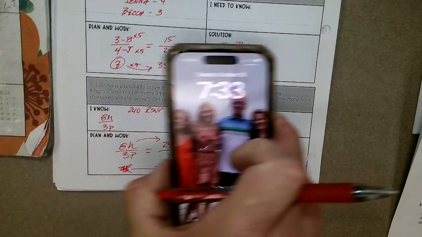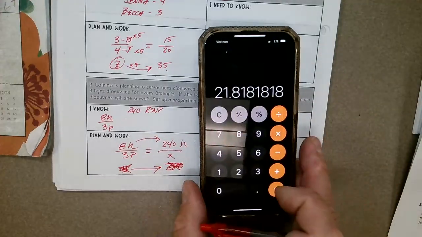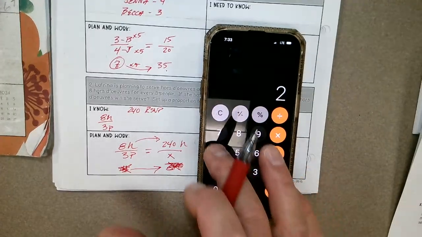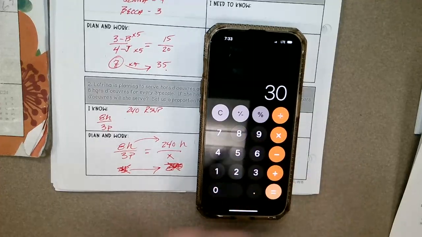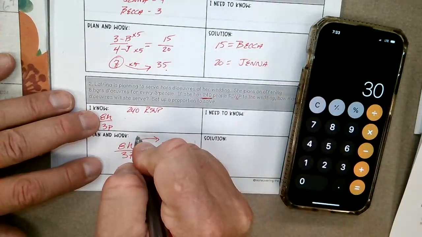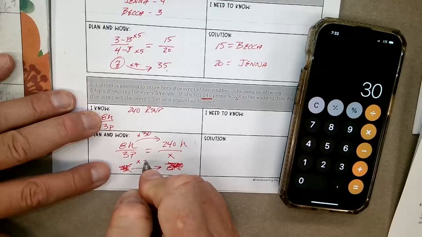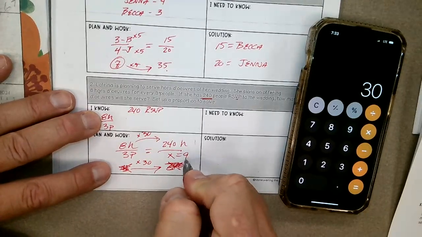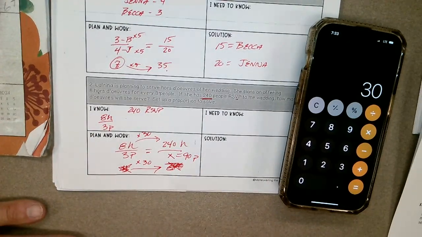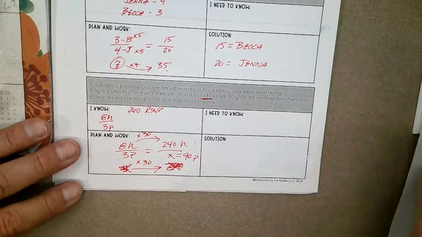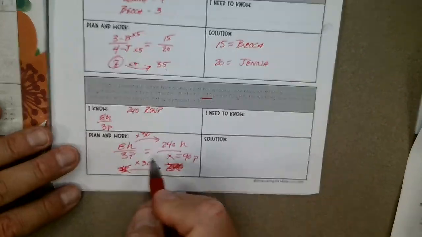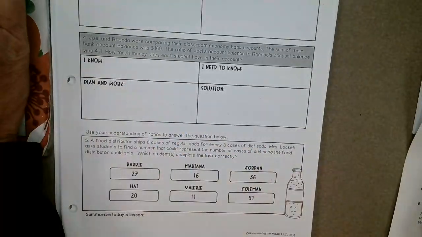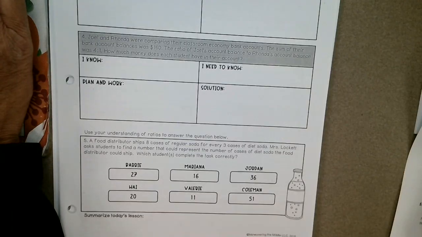All right, a couple different ways to solve this problem. Okay, so let's get into this thing. We can take 240 and divide it by 8, and we get 30. So that means 8 times 30 is that, and what's 3 times 30? Well, that equals 90 people, right? That's 90. Or we could have cross multiplied and divided it by 8. All right, let's move on to the next one. Number 3. Okay.